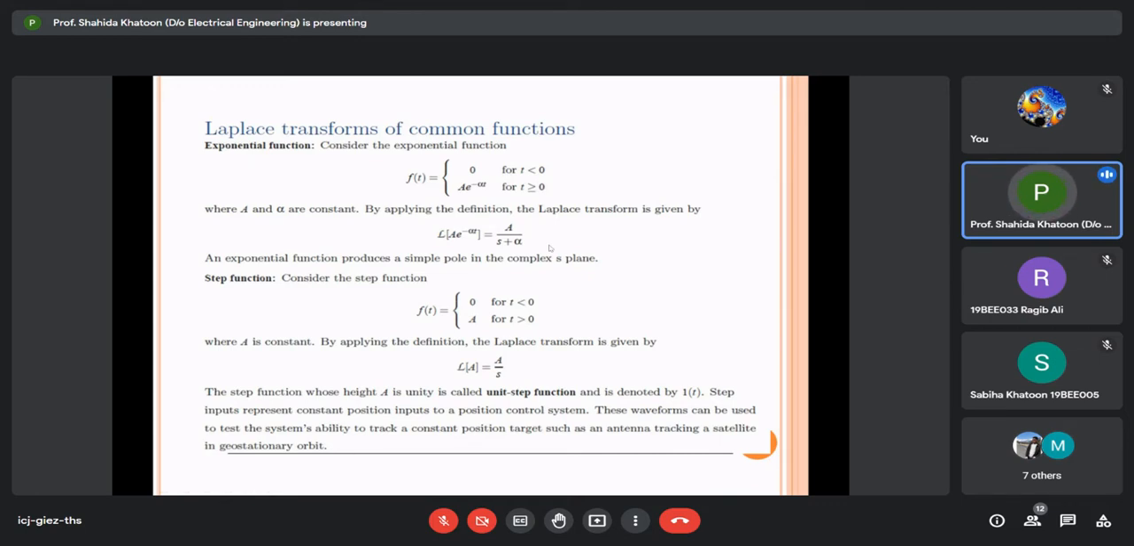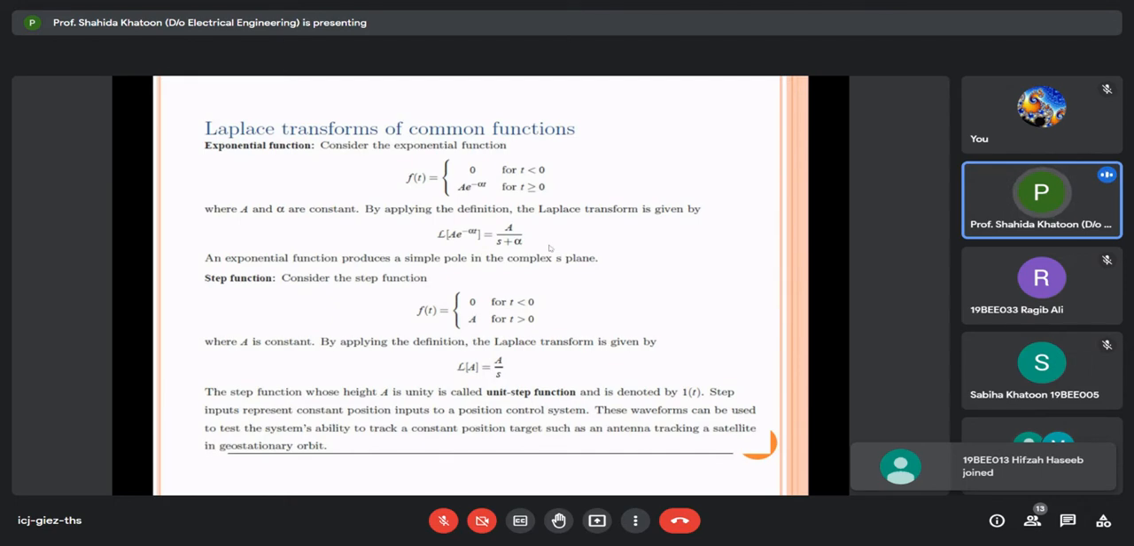Similarly, we can have a step function, which is defined as A for t greater than 0 and is 0 for t less than 0, right? A is constant, and if you apply the definition, the Laplace transform of the step function is A upon s. The step function whose height A is unity is called the unit step function. When A is equal to 1, it is called the unit step function. And step inputs represent constant position inputs to a position control system.